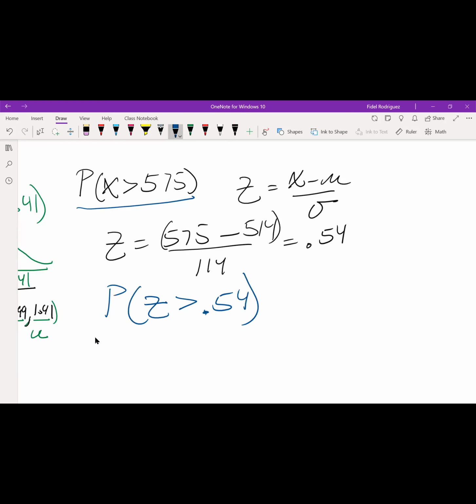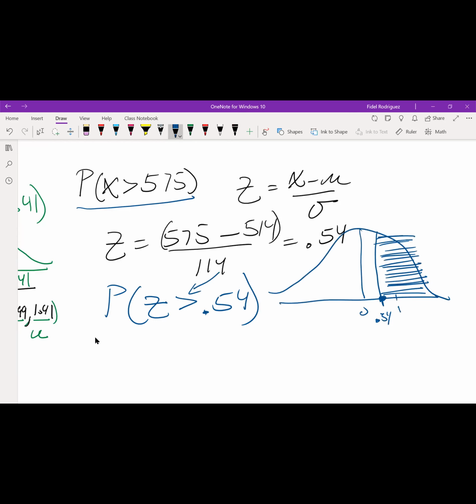Again, in terms of a picture, here's my normal curve, right? Here's 0, say here's 1. So 0.54 would be somewhere right about here. And if it says greater than, that means I'm actually interested in the area to the right, okay? So again, I would go with my normal CDF.